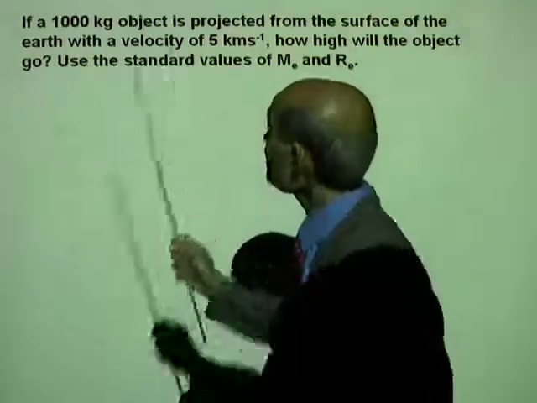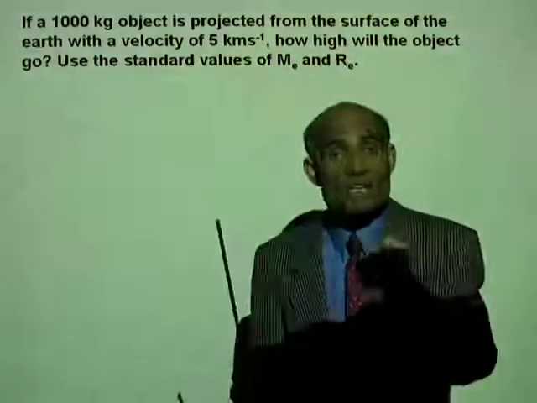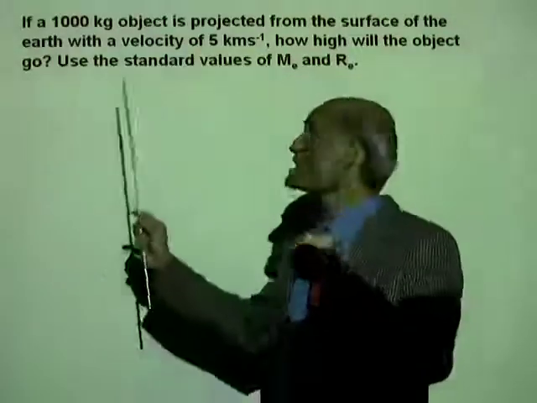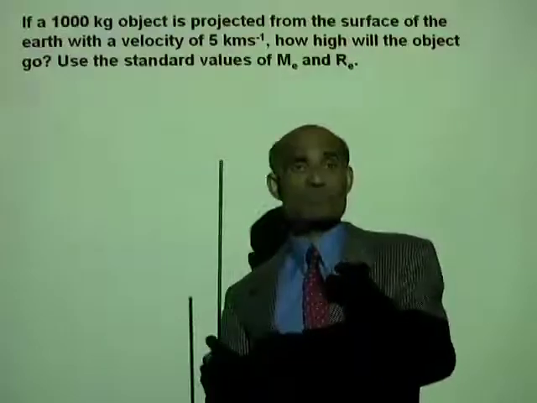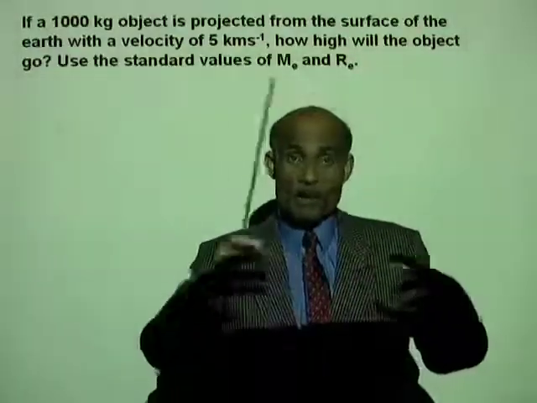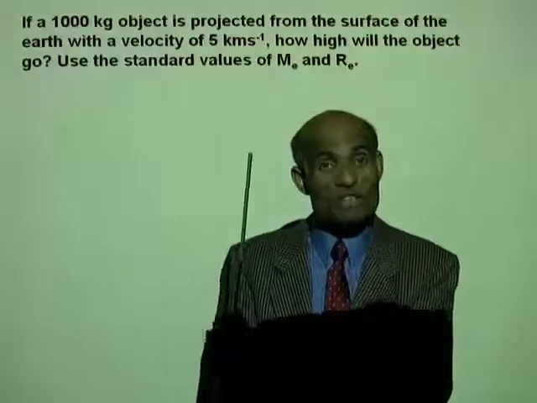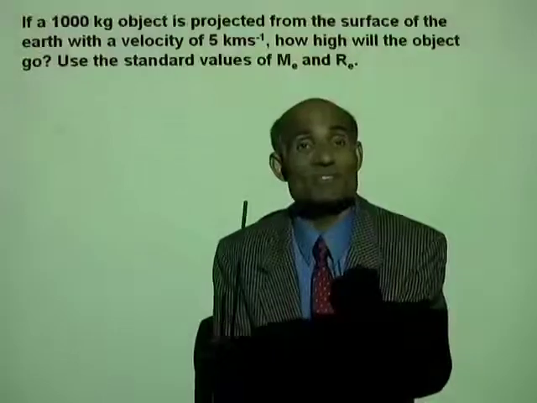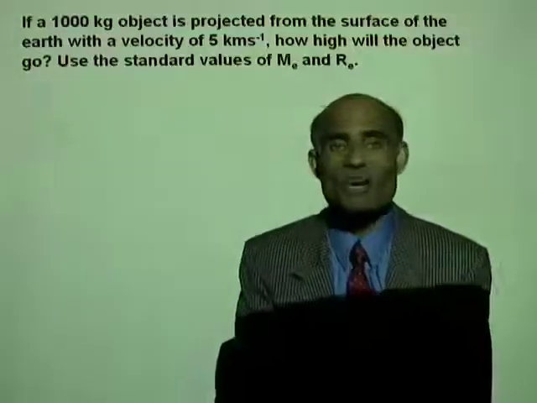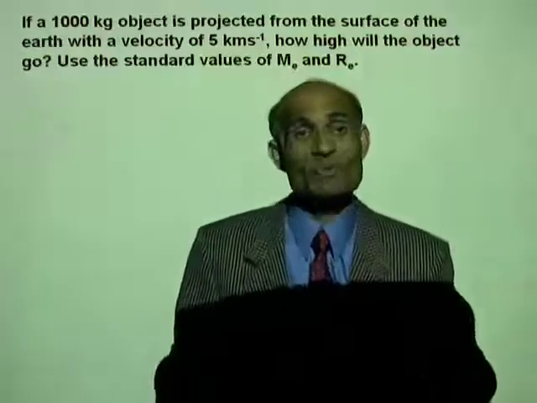Well, what is this problem asking you to do? You are projecting an object with a velocity of 5 kilometers per second from the surface of the earth. That means when the object is on the surface of the earth, it has a potential energy and a kinetic energy. Tell me, what is the equation for the potential energy of an object on the surface of the earth?